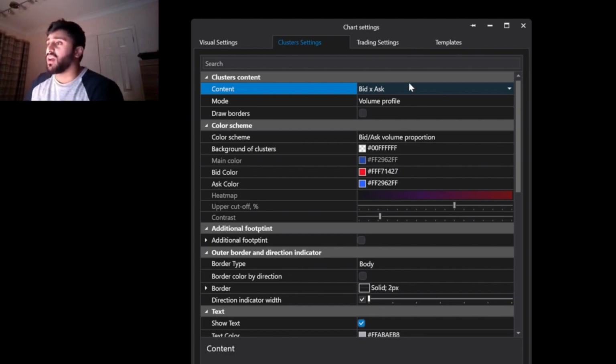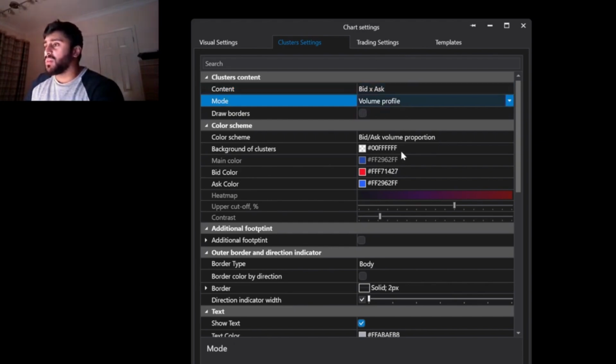Okay, so we're going to be going over the ask, and for the mode, we want to be looking at delta, not volume, but delta, right? So the delta gives you the ask minus the bid, right? To keep things very simple, you can have a positive delta and a negative delta. A positive delta intuitively means that there's more aggressive buyers than there are aggressive sellers. It is positive. A negative delta is flipped on its head. There's more aggressive sellers than there are aggressive buyers.